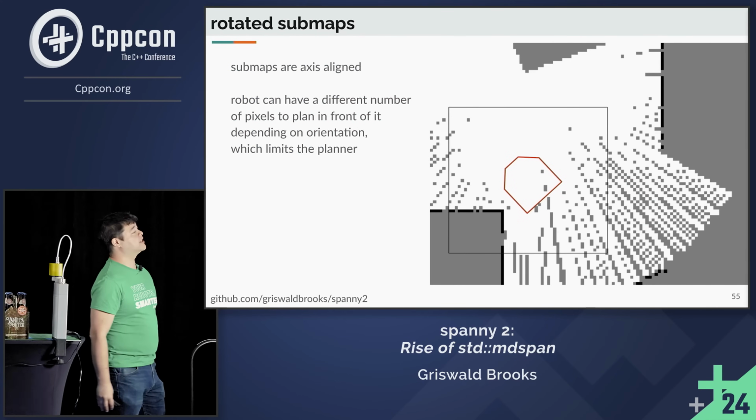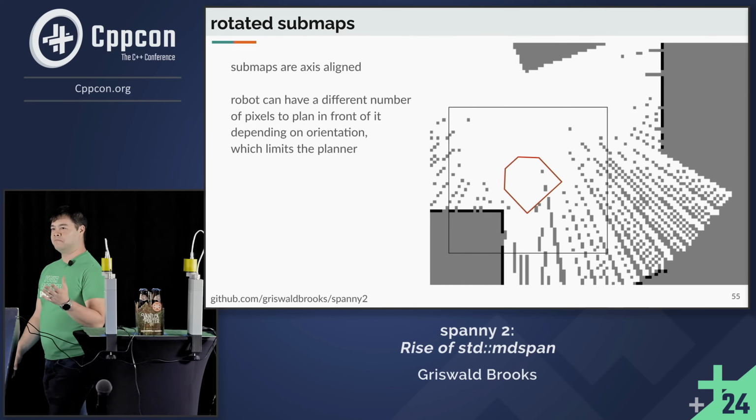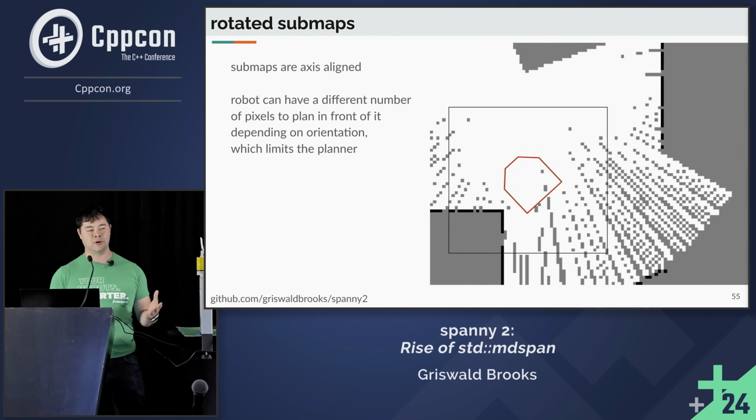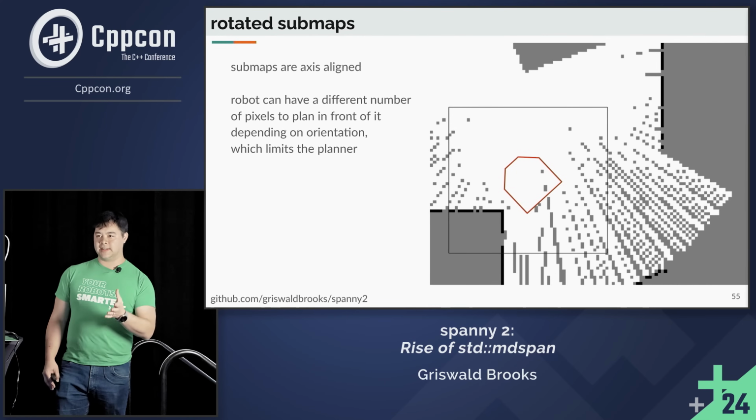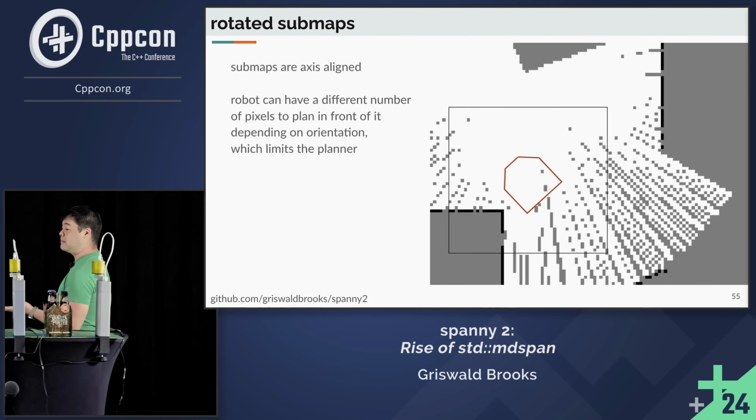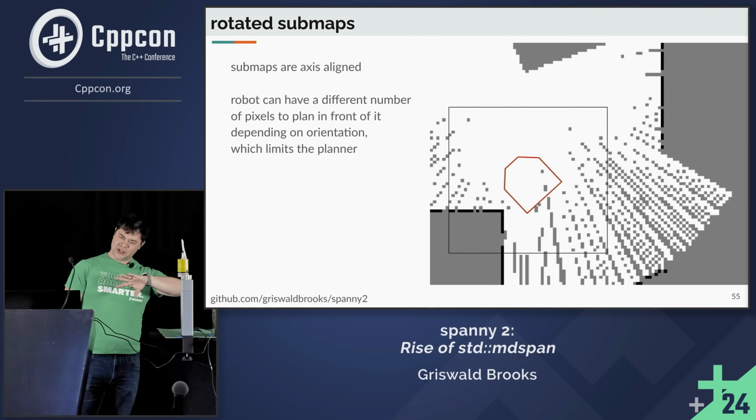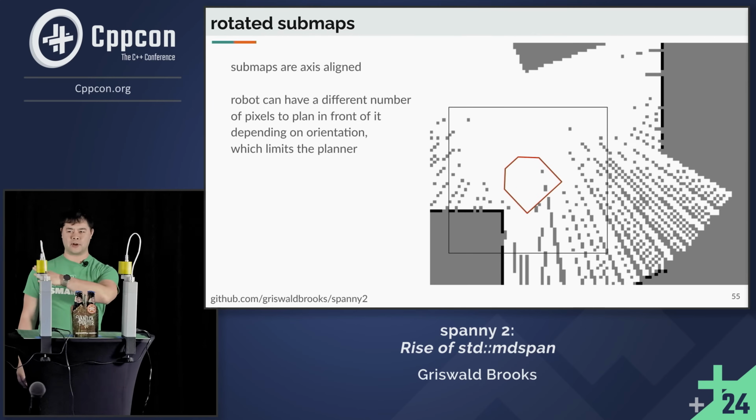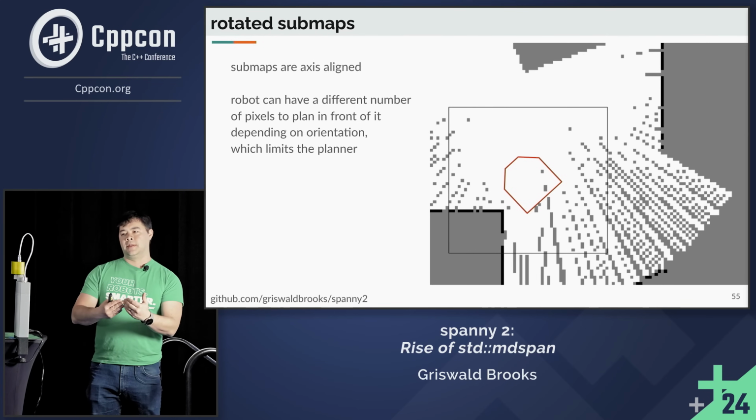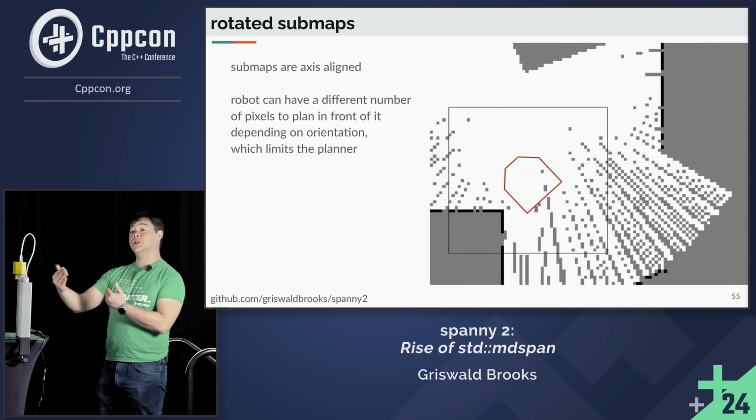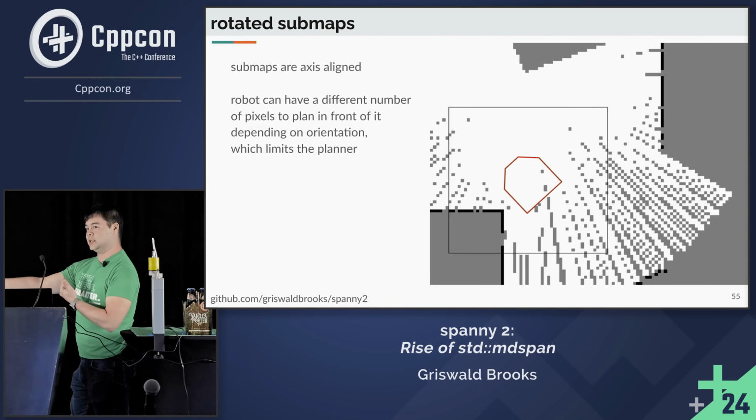Okay, so we have our submaps. But I have a problem with submaps. If you've used a particular open source software to do robot navigation, you might notice the thing called submaps, as I said, is axis aligned with the bigger map. But the robot's in the center, and the robot turns, it moves as it's driving around, it changes its orientation, which means that within that submap, the number of pixels for it to plan with is changing. So you don't have a constant distance actually that you get to plan.